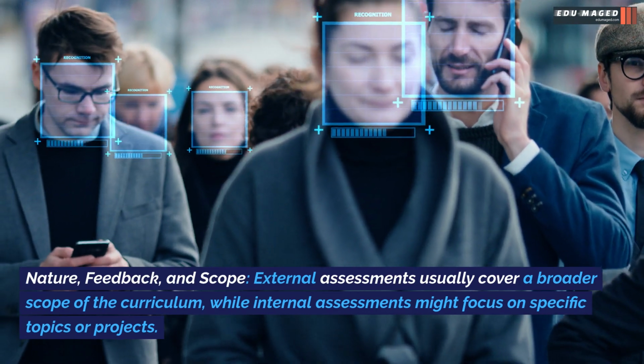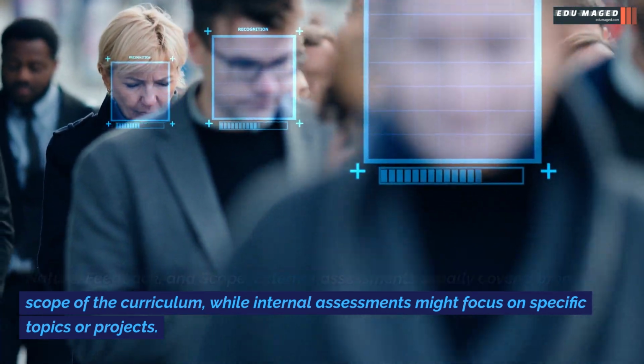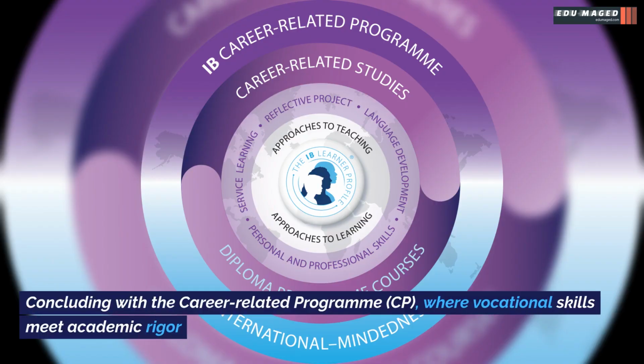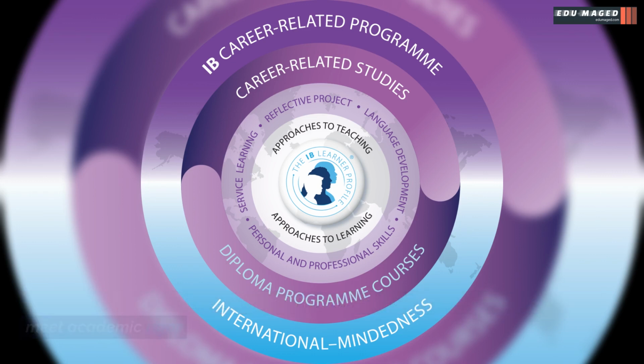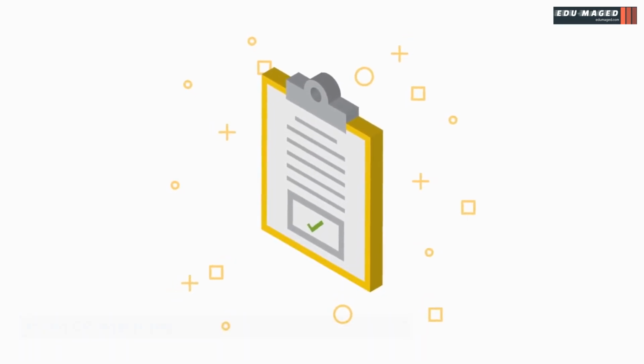External assessments usually cover a broader scope of the curriculum, while internal assessments might focus on specific topics or projects. Concluding with the career-related program, CP, where vocational skills meet academic rigor. In the CP, how is the assessment process designed?